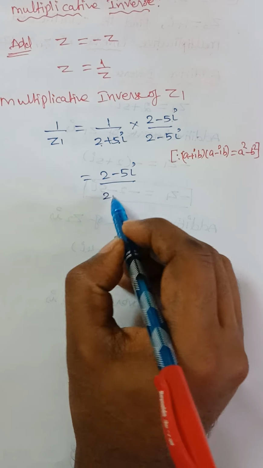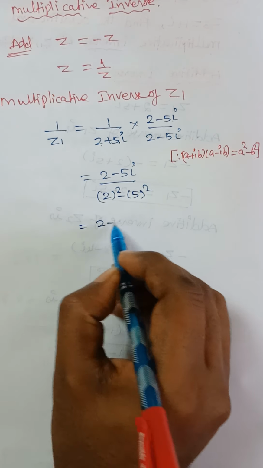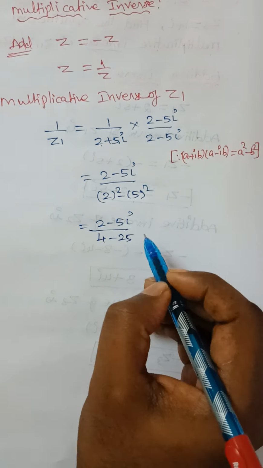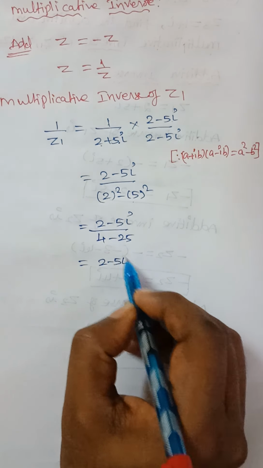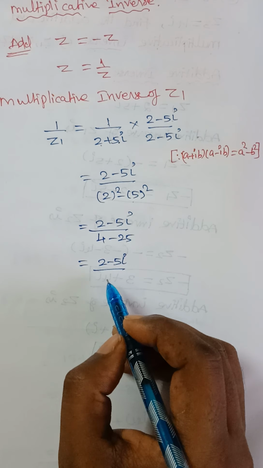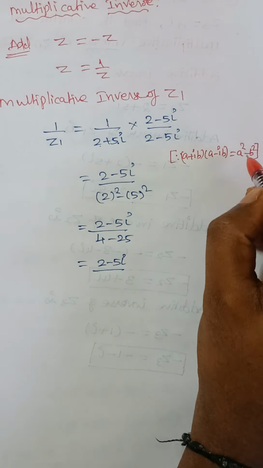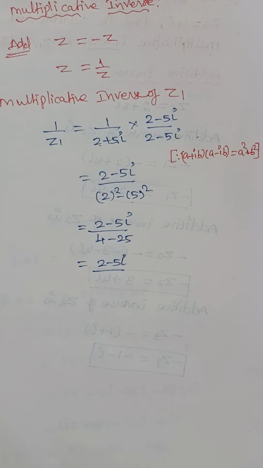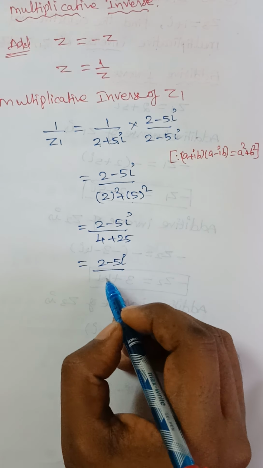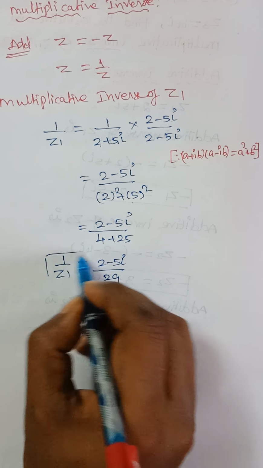What will you get? 2 minus 5i by 2 square minus 5 square, 4 minus 25. Sorry, I wrote it wrongly. It is a square plus b square. So 2 square plus 5 square, 4 plus 25, 29. So that is 2 minus 5i by 29, the multiplicative inverse of z1.